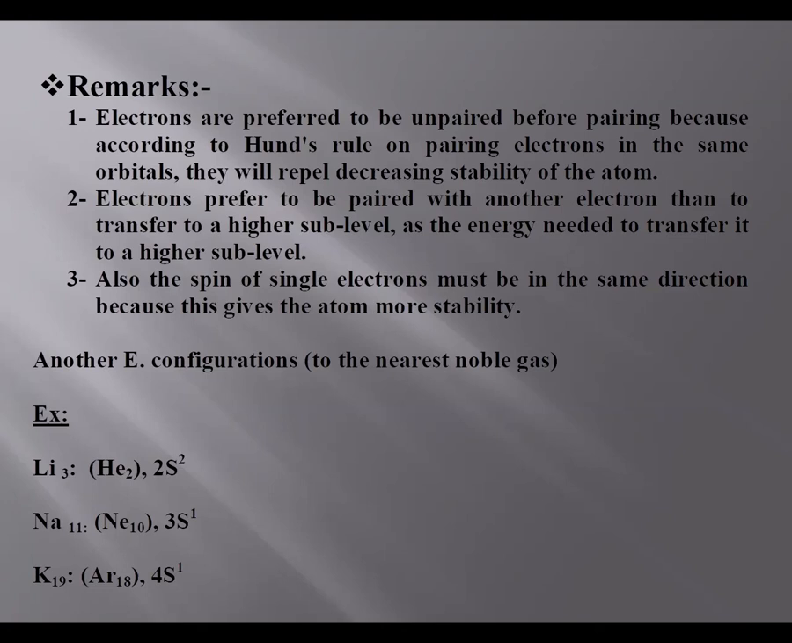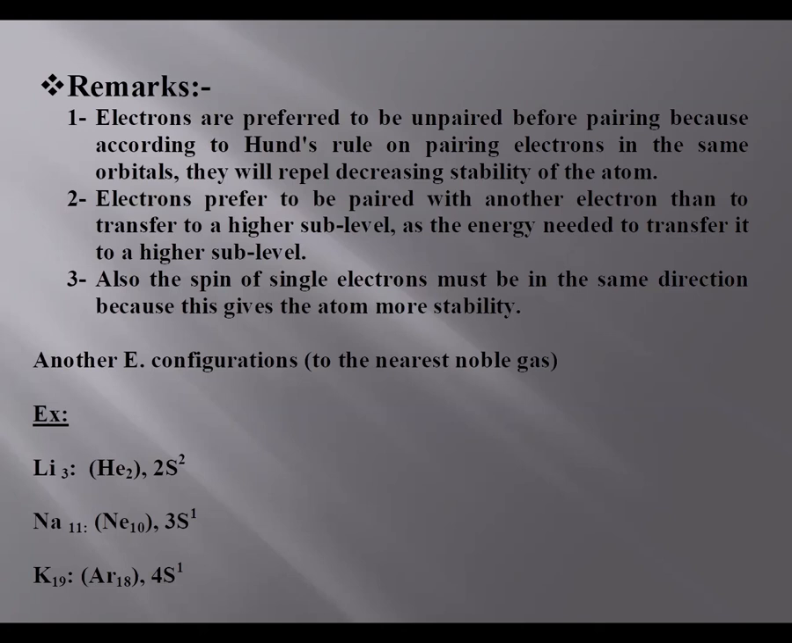Number 2, electrons prefer to be paired with another electron rather than be transferred to a higher energy sublevel, because the energy needed to transfer them to another energy level is high. Number 3, the spin of single electrons must be in the same direction, because this gives the atom more stability.